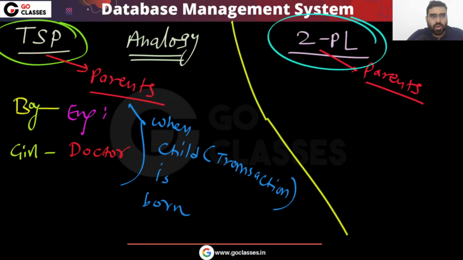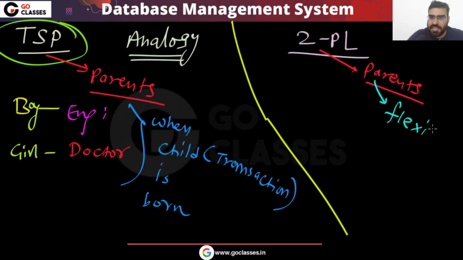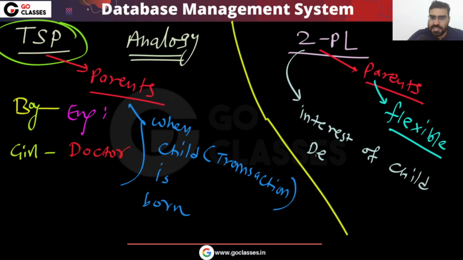And the two-phase locking protocol parents are more advanced, more flexible parents. They say, okay, we will see what our child will do, and according to their actions, their interest, we will see what they will become. So the interest of the child determines their career.